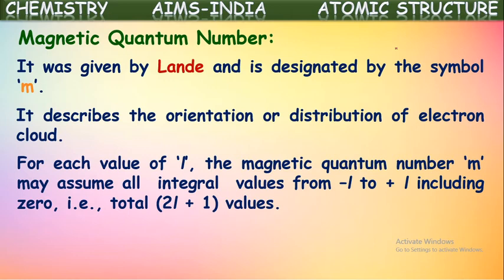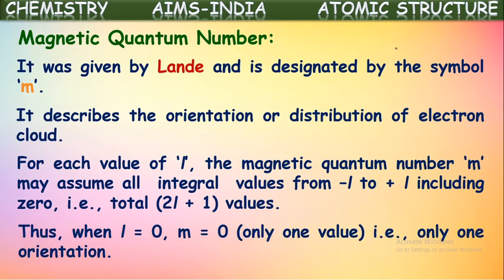So magnetic quantum number values vary from minus l to plus l, including 0. For a given azimuthal quantum number l, the total number of magnetic quantum number values is 2l plus 1, because it goes from minus l to plus l including 0. So we get 2l plus 1 values in total.